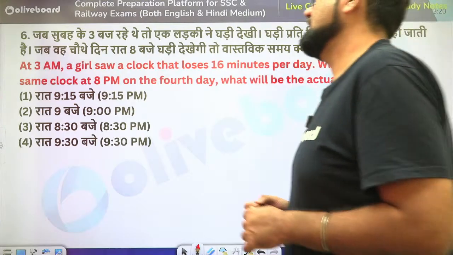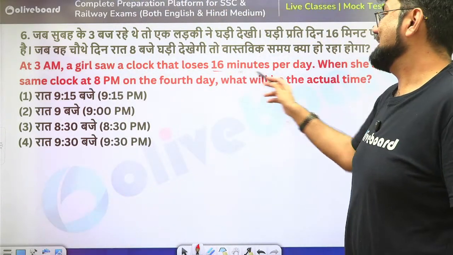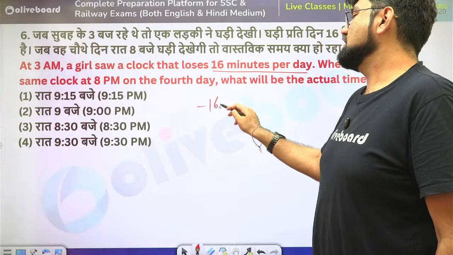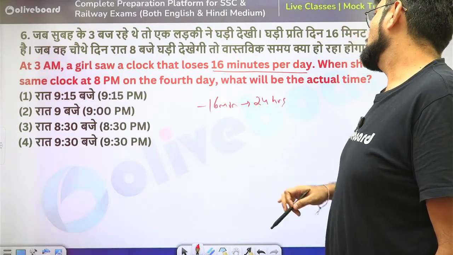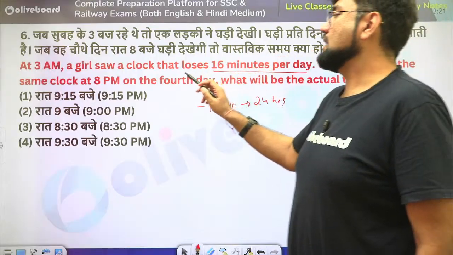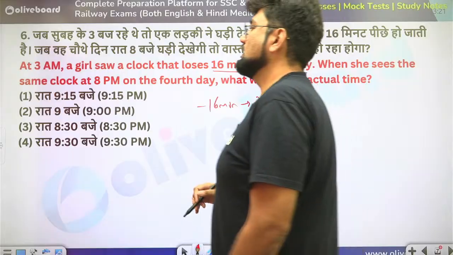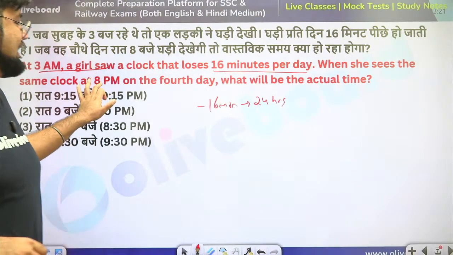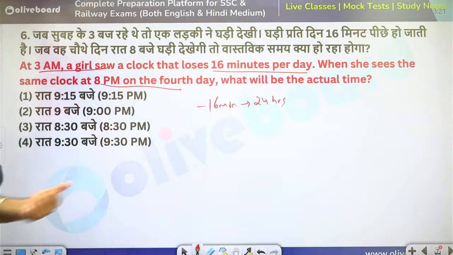Faulty clocks, right? At 3 a.m. a girl saw a clock that loses 16 minutes per day. So the clock is losing 16 minutes every 24 hours. When she sees the same clock at 8 p.m. on the 4th day, what will be the actual time? They simply want to ask you that from 3 a.m. till 8 p.m. on the 4th day, how much time will the clock lose? That is what they're asking.